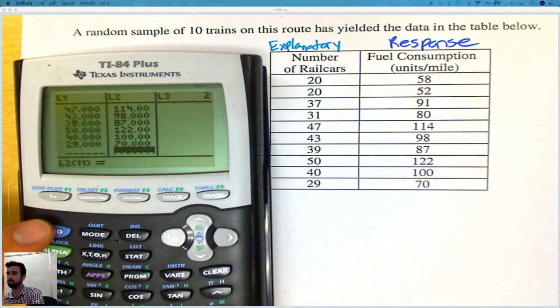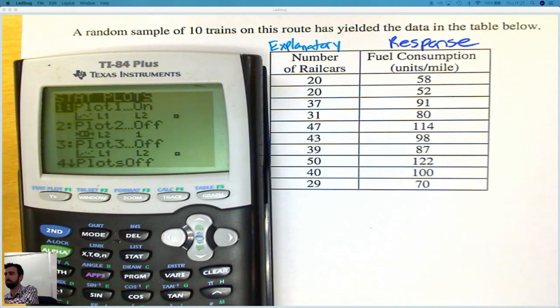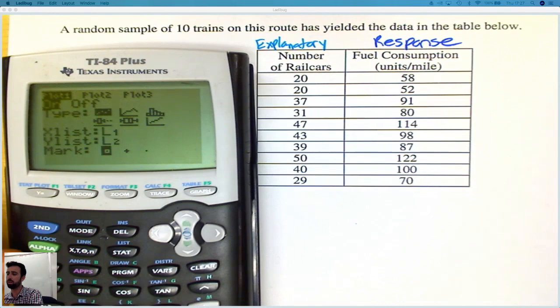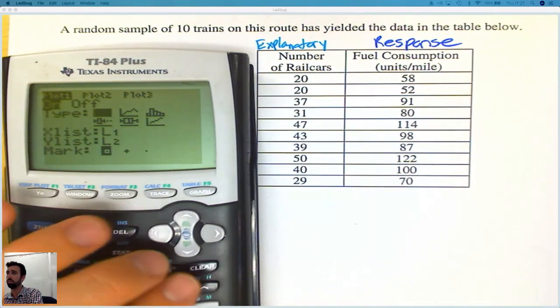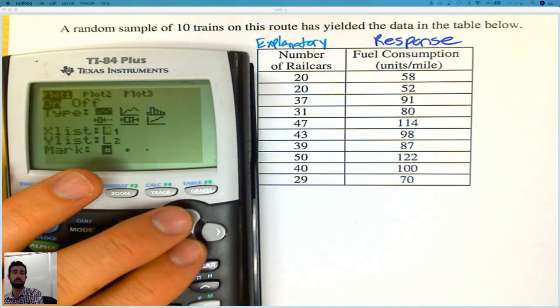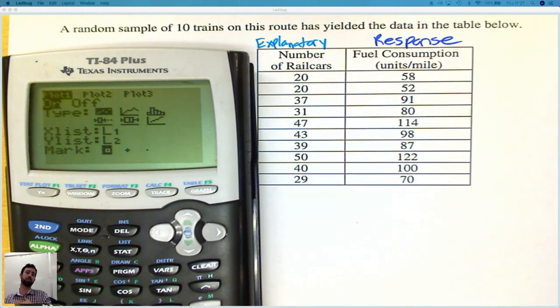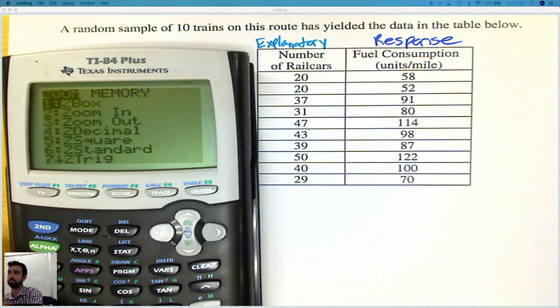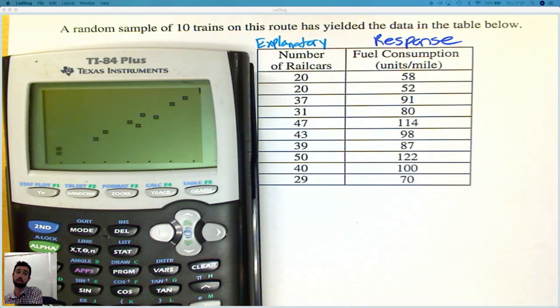We're going to second stat plot. And we're going to go into stat plot 1. We're going to make sure it's on. Make sure it's your scatter plot, which is the first graph. L1 and L2 is where I entered in my data. If you did something different, that's fine. You can enter it in there. And then you're going to hit the zoom button and stat. And we're going to see something like that.